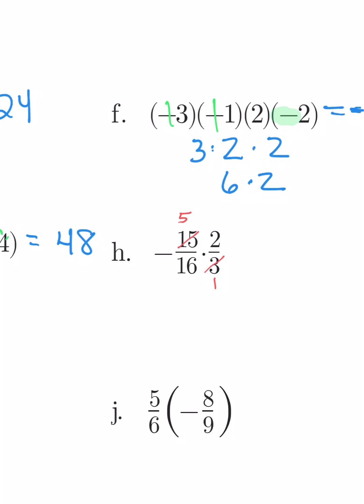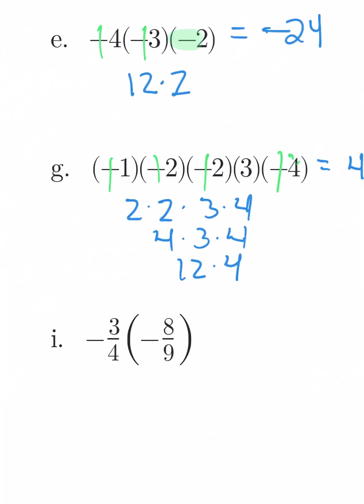I can also divide 2 and 16 by 2. 2 divided by 2 is 1. 16 divided by 2 is 8. If we multiply straight across, we end up with 5 over 8. For my sign, I still have a negative, and so I'm going to keep it with my answer. We get a final answer of negative 5 over 8.